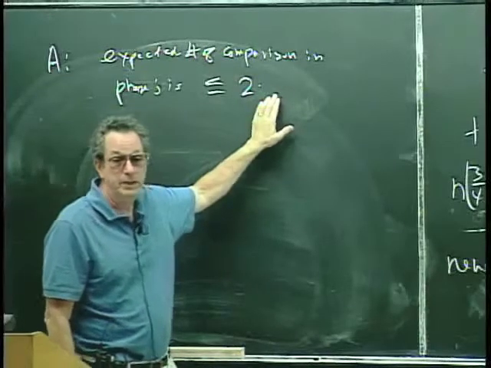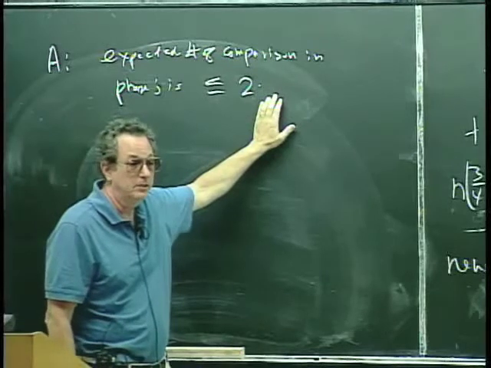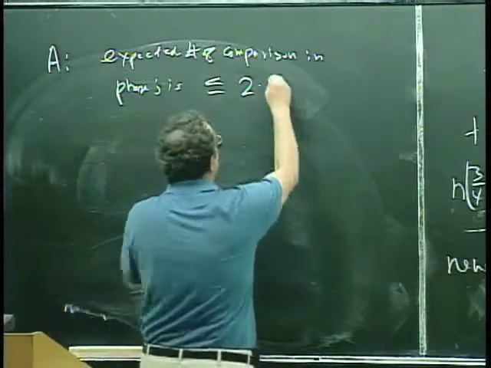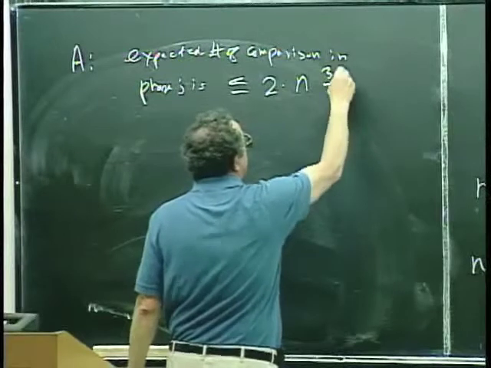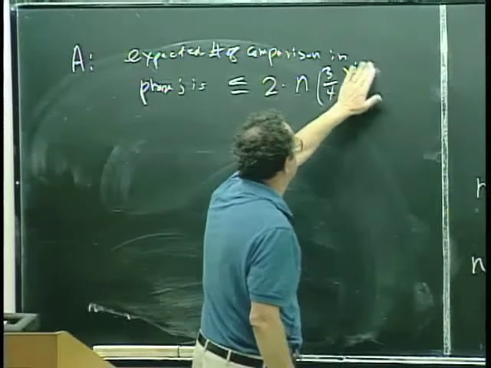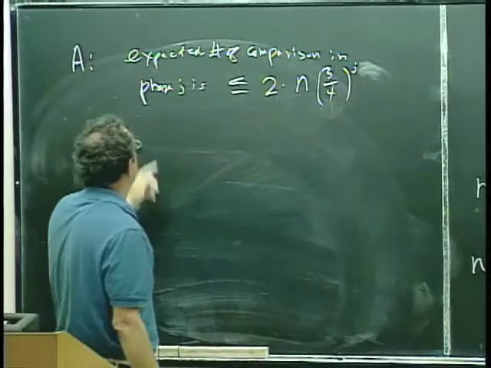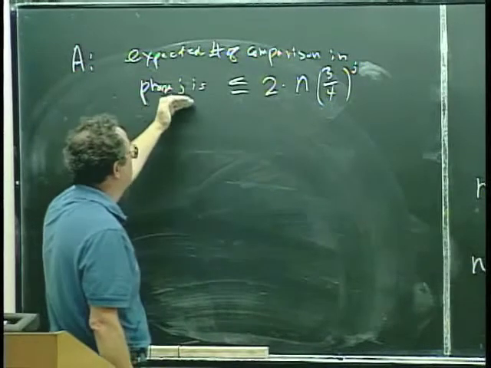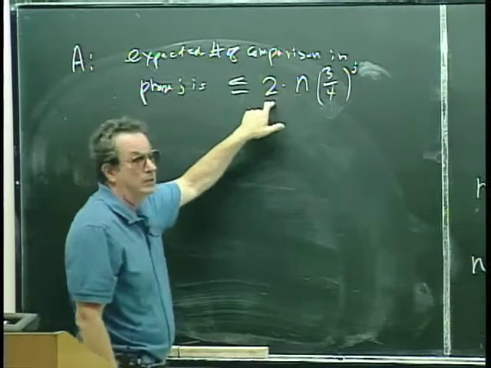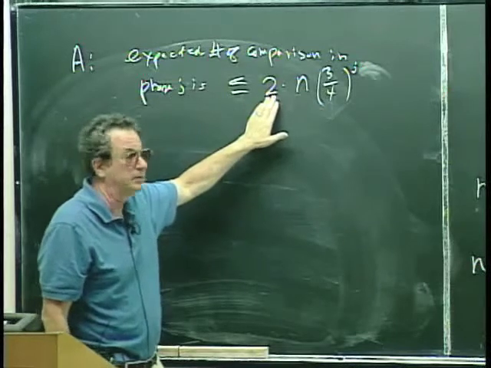What's the biggest that S can be when you're in phase J? Yeah. So n times 3/4 to the J. Right. I think that's it. The expected number of comparisons in phase J is less than or equal to 2. That's the expected number of picks until you see a central splitter.